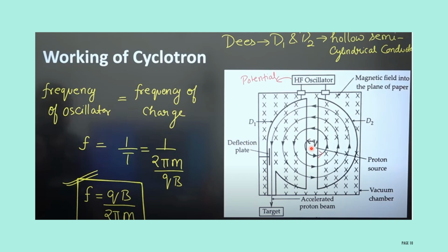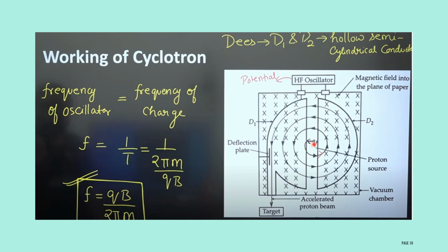This Q is the source of the proton. When the proton is released from the source, it will move towards D1. D1 means hollow semi-cylindrical conductor. This is the direction of the electric field. Then when it reaches D1, inside the hollow semi-cylindrical conductor, the electric field is zero. It will experience only the magnetic field. Therefore, because of the magnetic field, the proton will change its direction.